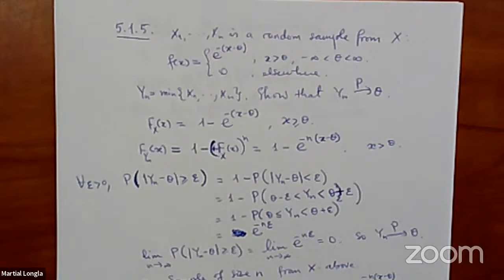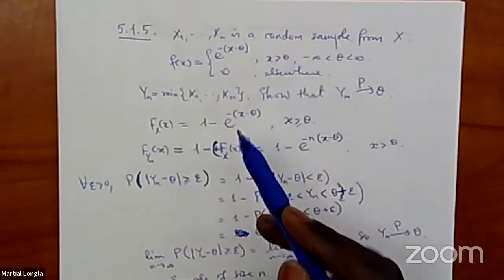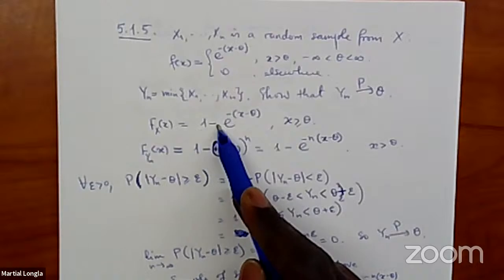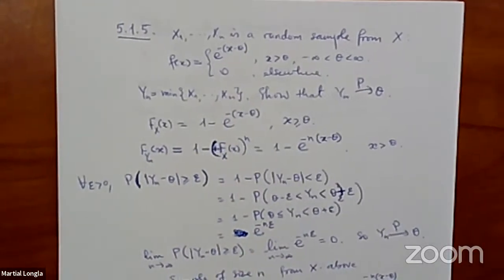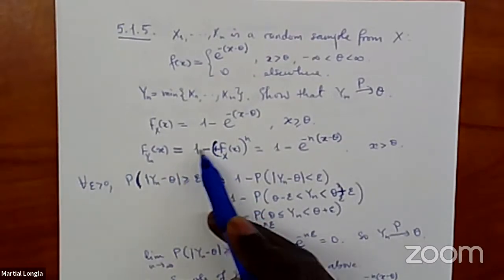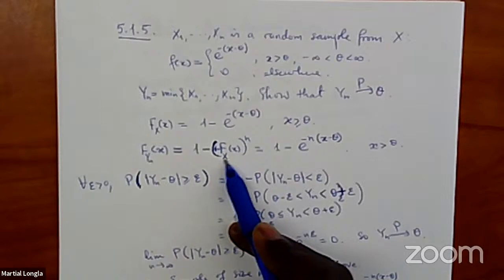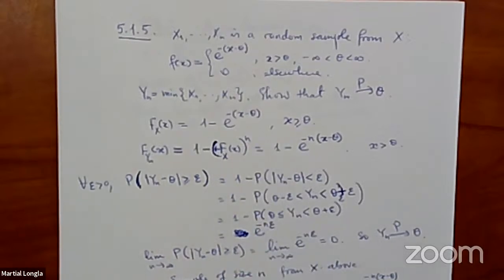How do you show that? Can you use the distribution of yn, which we know. Here in this case, yn is defined as the minimum, not the maximum. So the distribution of x, this is the distribution that we already know, it's just shifted. So it's 1 minus e to negative (x minus theta) for x larger than theta. So the distribution of the minimum is 1 minus the distribution of the random variable we have raised to the power n.